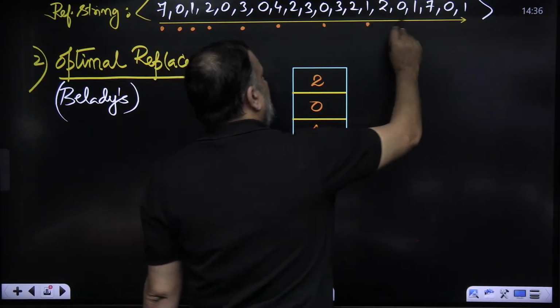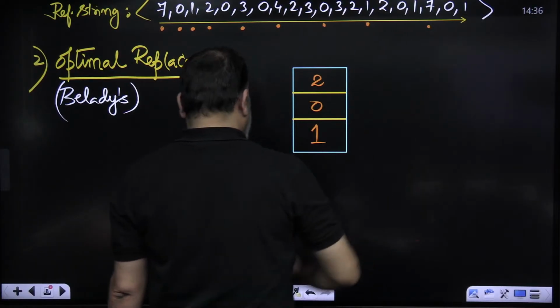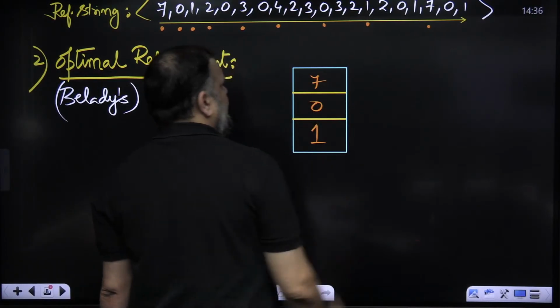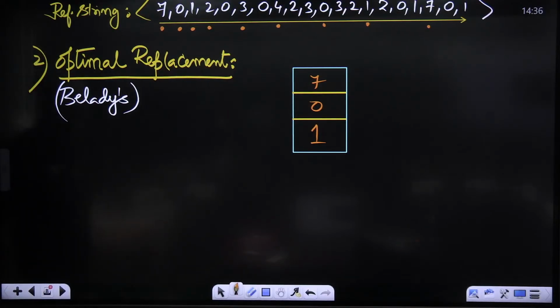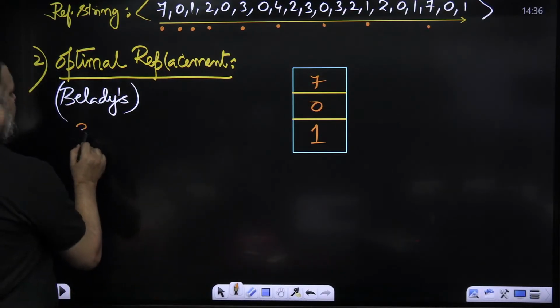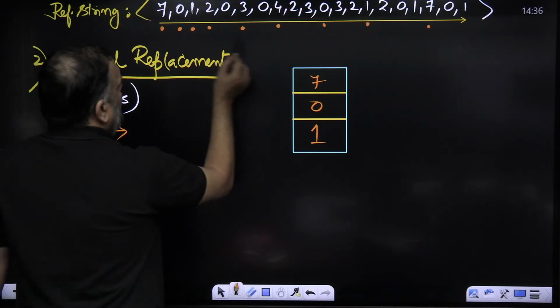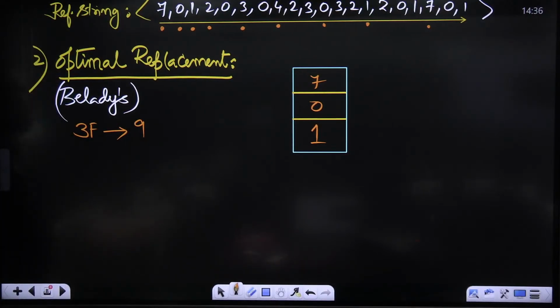Then after that 2, 0, 1 all are present. 7 will cause a fault, 0, 1. So therefore 2 is not referred. So in place of 2, we are going to bring 7. A very natural policy. Then after that 0, 1, no page fault. So with 3 frames, boys and girls, for optimal replacement, how many page faults? 2, 4, 5, 6, 7, 8, 9. 9 page faults. 3 frames, 9 page faults.